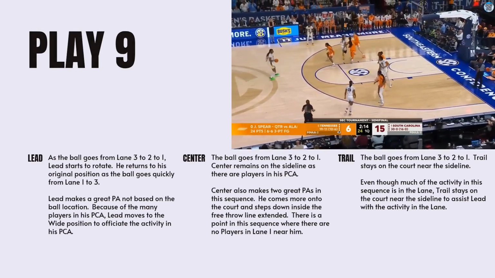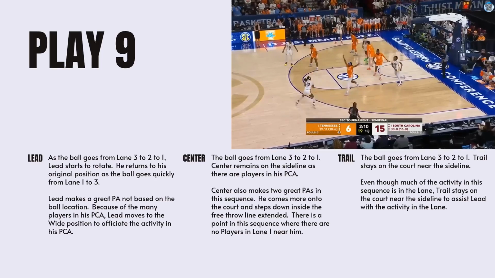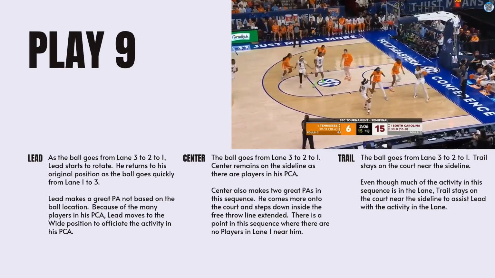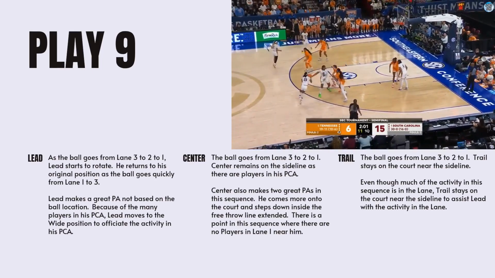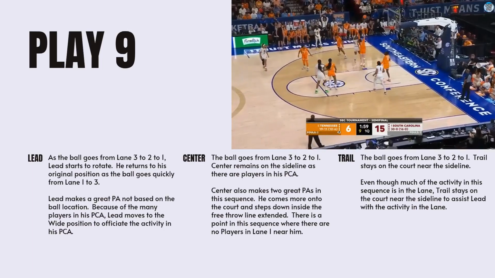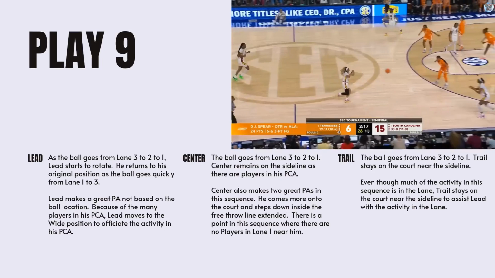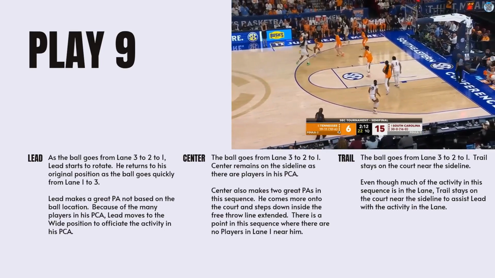As the ball goes from 3 to 2 to 1, lead will rotate, but he returns to his original position as the ball goes quickly back from lane 1 to 3. Lead makes a great position adjustment, not based on the ball location, but because of the many players in his primary coverage area. Lead moves to the wide position to officiate all the activity in his primary coverage area.